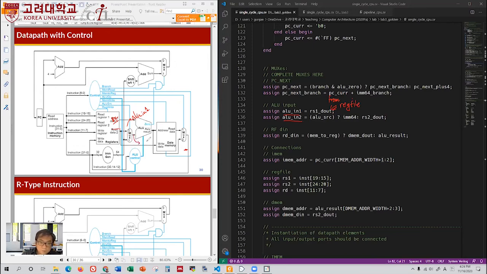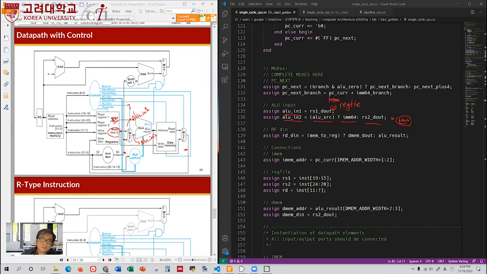So this is the ALU in 2, and based on the selection signal, the ALU source, this ALU in 2 receives the 64-bit immediate value or the output of a register file. So this is the mux.